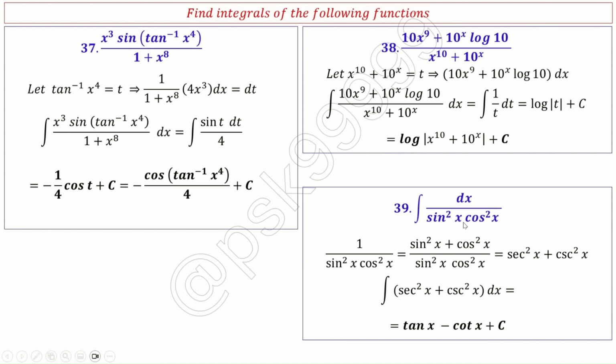Dx by sine square x cos square x. Okay, so the simplification is first. 1 by sine square x cos square x, I can write this as sine square x plus cos square x by sine square x cos square x, which is nothing but secant square x plus cosecant square x. Now this is simple. Integration of this is tan x minus cot x plus constant.